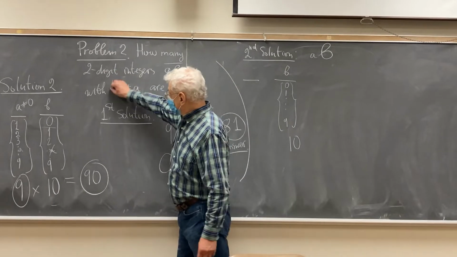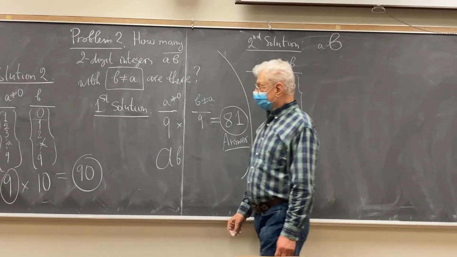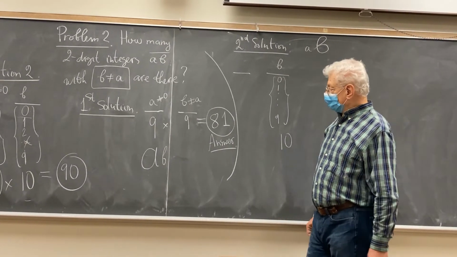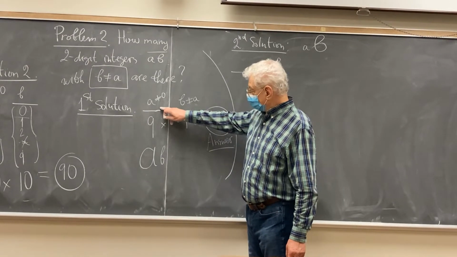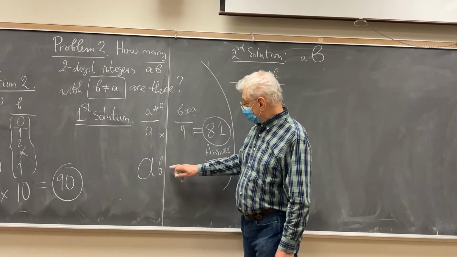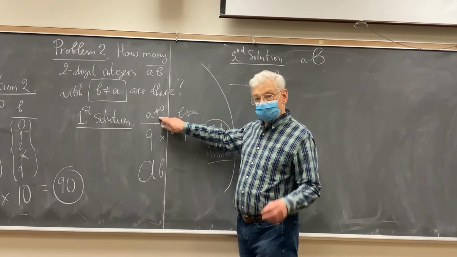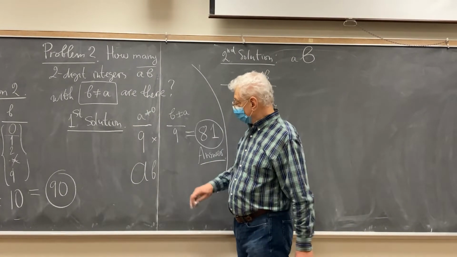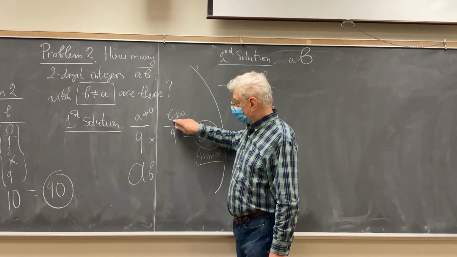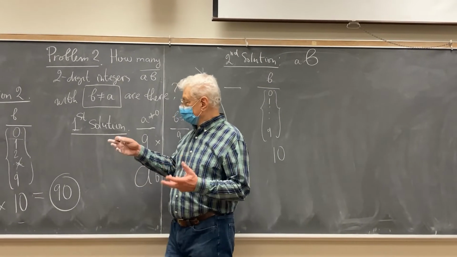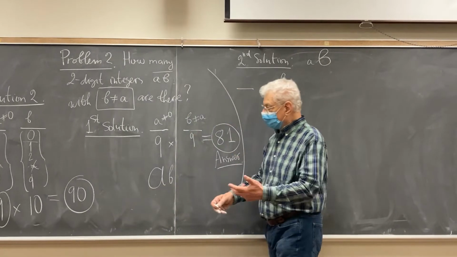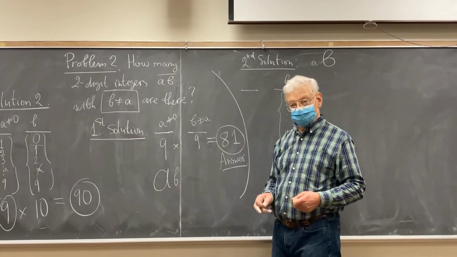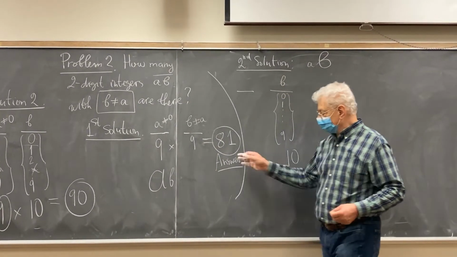This time digits should be different, distinct. How many two-digit integers with different digits? First solution is that one. We start with letter A, so I write big A, and then we continue with B. So letter A has a restriction. A is not 0. So we have 9 possibilities, 1, 2, 3, up to 9. Digit B would have 10 possibilities, but one possibility must be removed, because B is not equal to A, so you have 9 possibilities. And 9 times 9 is 81, so this is the answer.